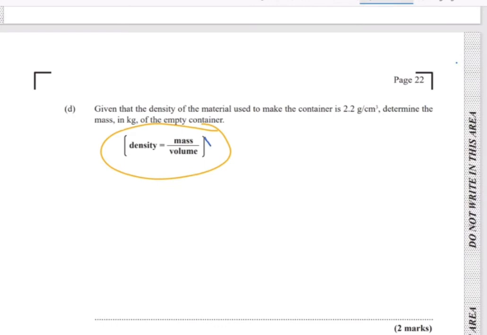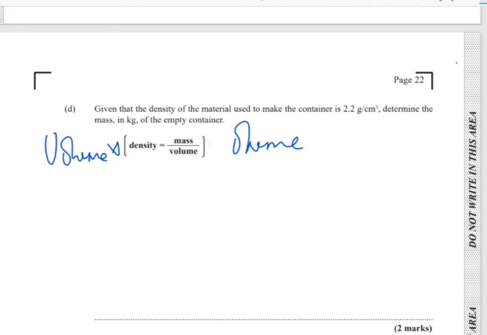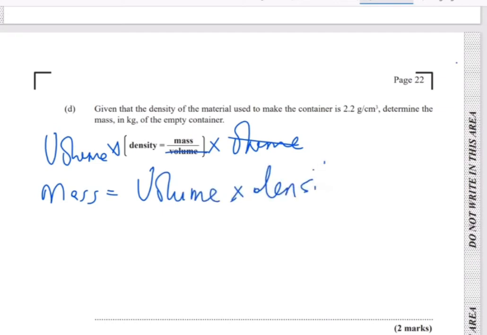In transposing this formula, I multiply both sides by volume. When I multiply both sides by volume, the volume here cancels the volume there. So therefore, mass is equal to volume times density. Alright? So I transpose, I rewrite it. I want to find mass, so I rewrite the formula that they have given me, and I can use that to find the mass.